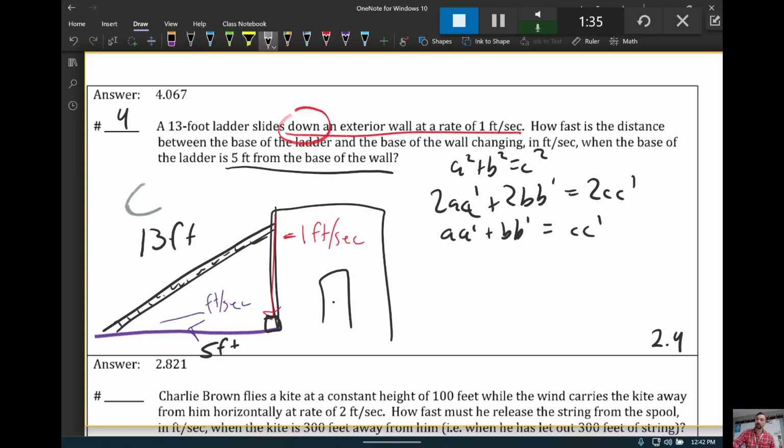So hypotenuse has to be C. You have no option about that. So C is 13. The ladder's not changing in length, so C prime is 0. They didn't flat out say that, but it's understood. Which leg you call A and which leg you call B does not matter. So I will call this one A and this one B.